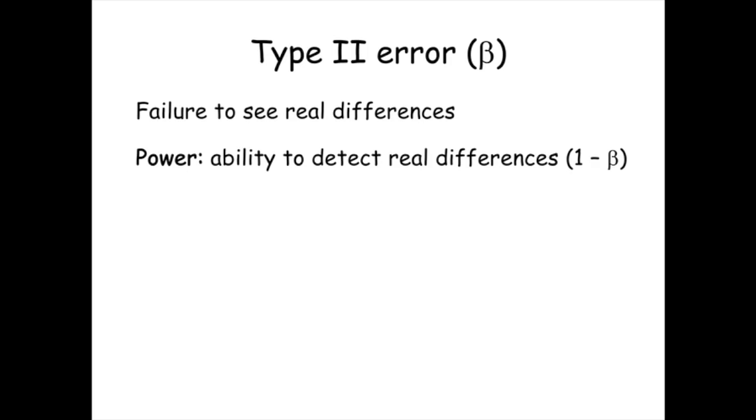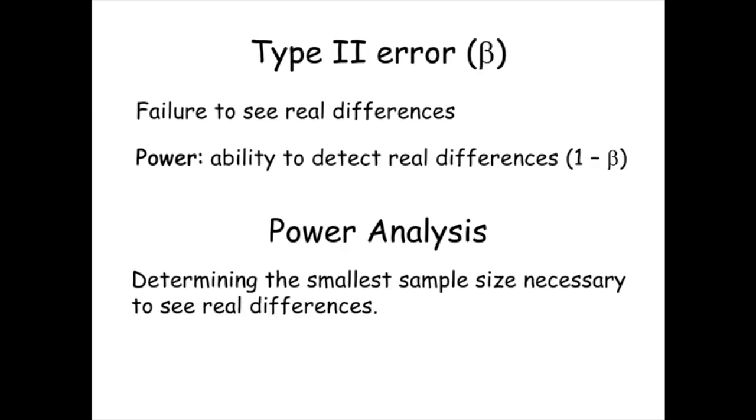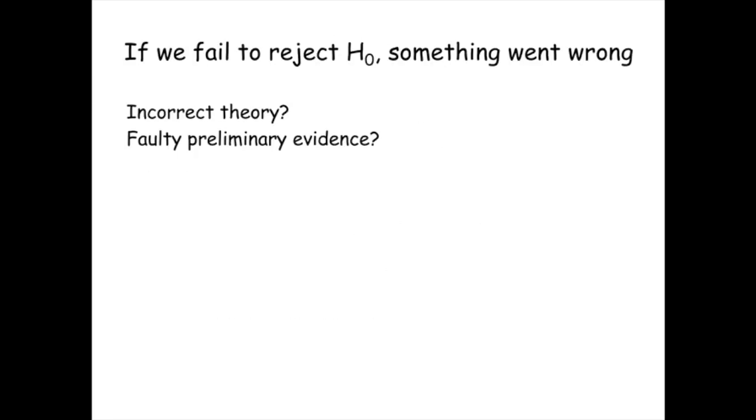The power of a test is its ability to find real differences. A power analysis is a method of determining the minimum sample size necessary to find a real difference if it exists. A researcher does a lot of preliminary work before doing a study. This work provides sufficient background to convince her that there is a real effect, and the study is designed to find that effect. Therefore, if the null hypothesis is not rejected, something went wrong.